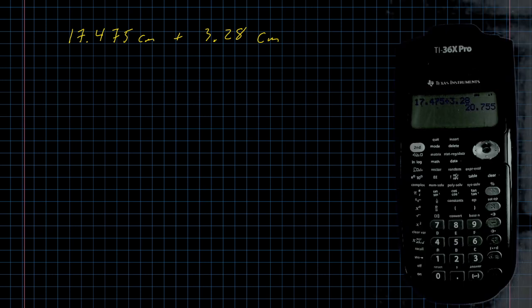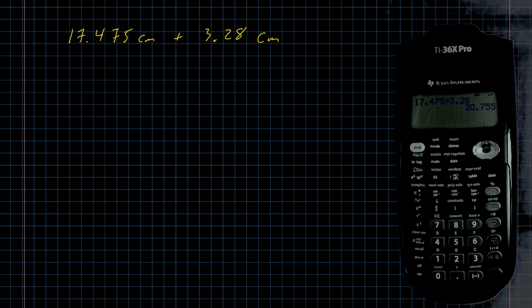I'll do one more example like this. In this case, we are going to try to adhere two parts together, one of which measured 17.475 centimeters, and the other one measured 3.28 centimeters. All right, we can add these. Right, I can just grab my calculator. And 17.475 plus 3.28 comes out at 20.755.